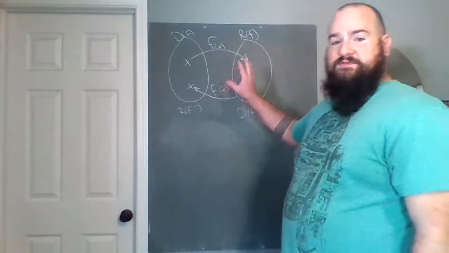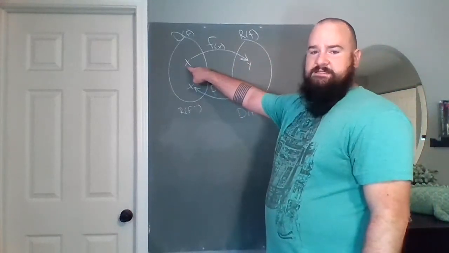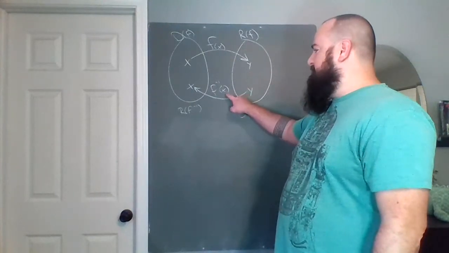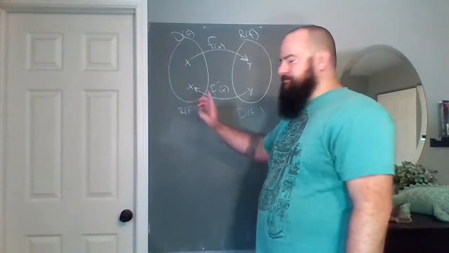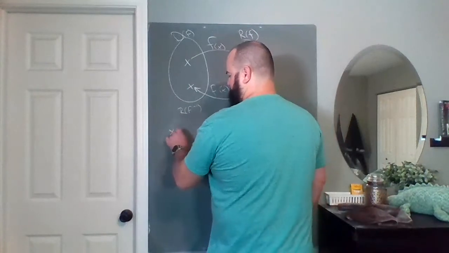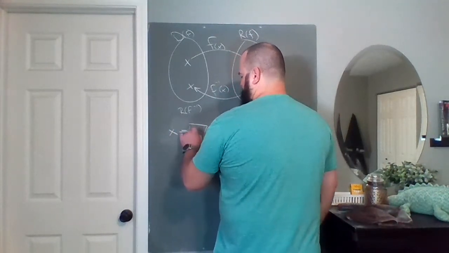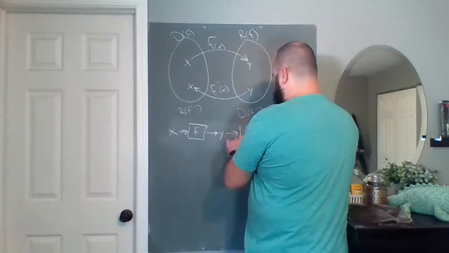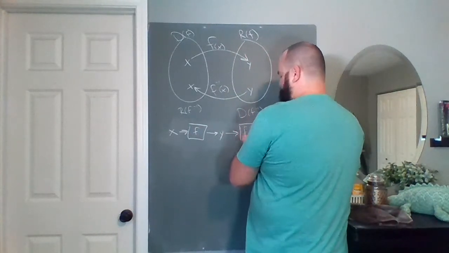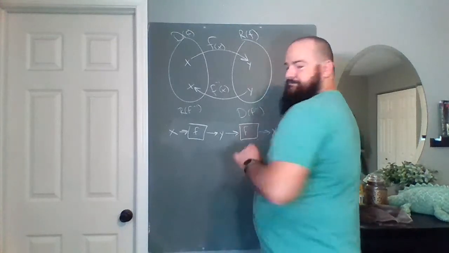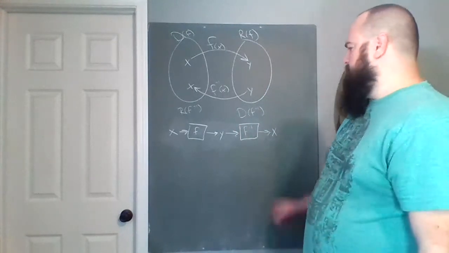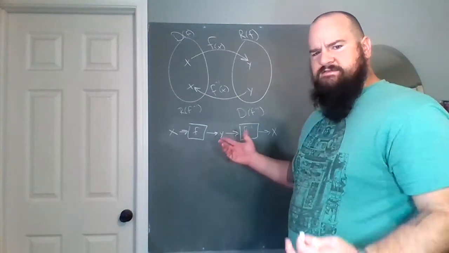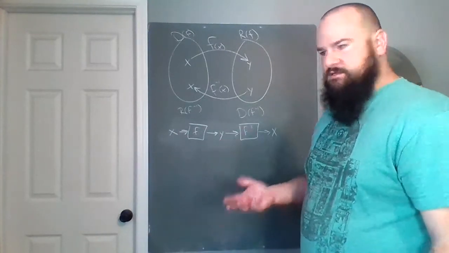Let's get back to this example. If I start at x, I put it into f, it comes out as y, I put that into the inverse, and it comes back out as x. So let's write that. We take x, put it into f, it comes out as y, put it into the inverse, and it comes out as x. Does this look familiar to anyone? It does, right? That's function composition.